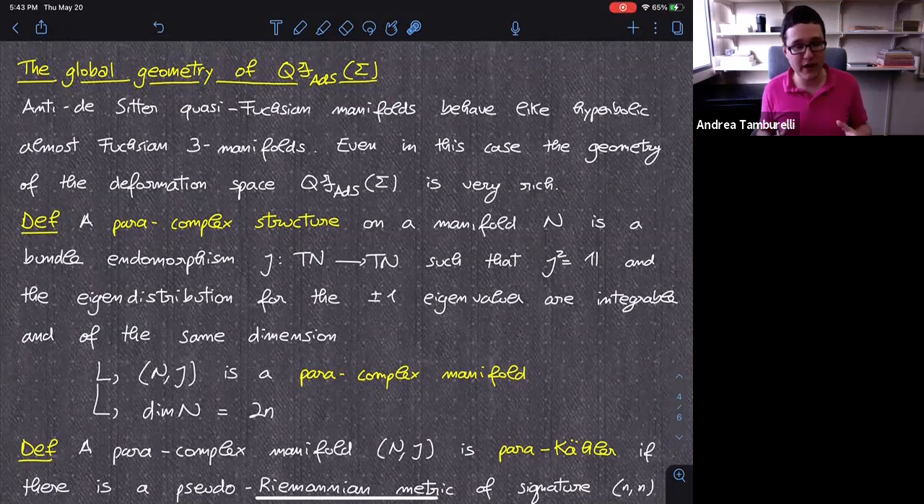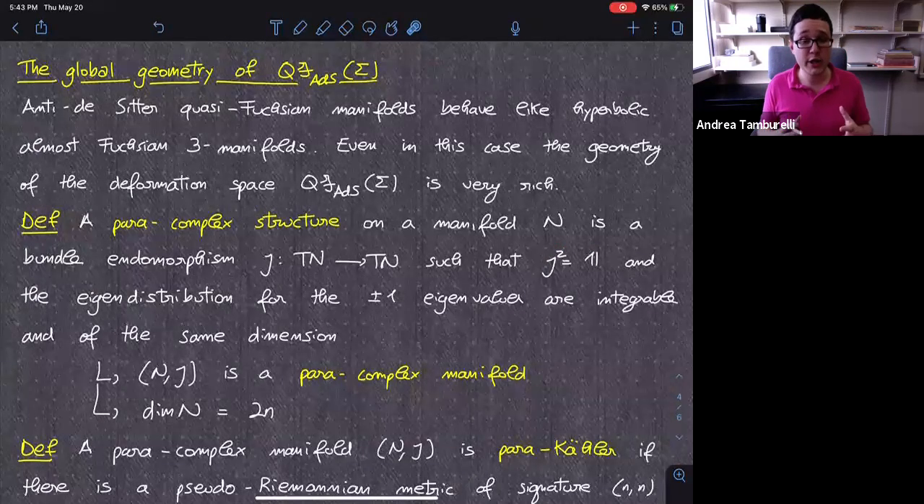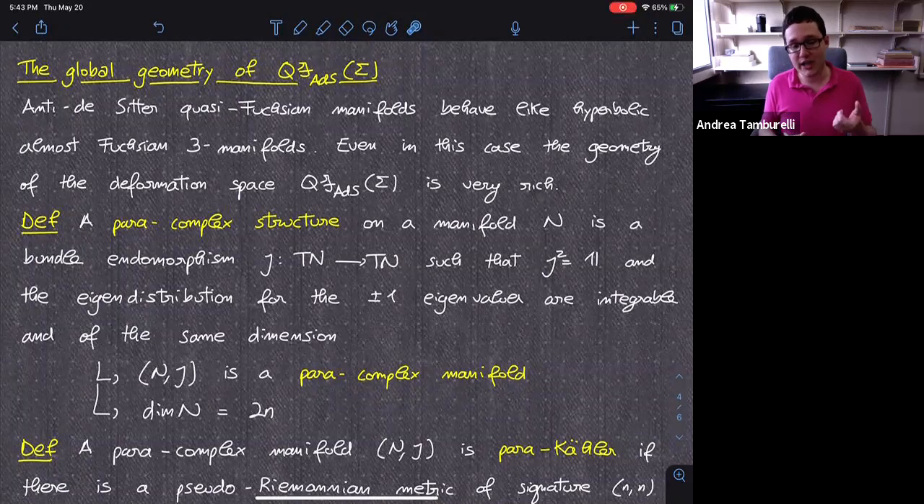So first of all, we have to define a paracomplex structure. A paracomplex structure on a manifold M is a bundle endomorphism, an endomorphism of the tangent bundle of M, with the property that J squared is equal to the identity. And moreover, we require the eigendistributions for the plus or minus 1 eigenvalues to be integrable and of the same dimension. So this means that the dimension of the manifold must be even, and we call the pair (M, J) a paracomplex manifold.